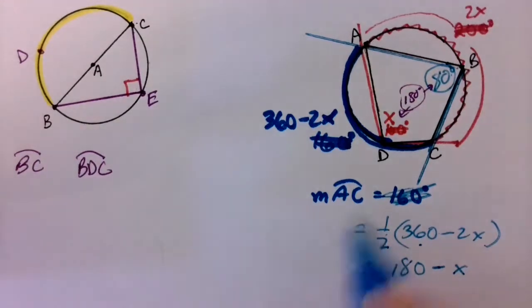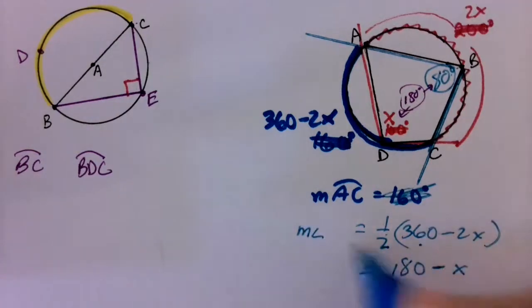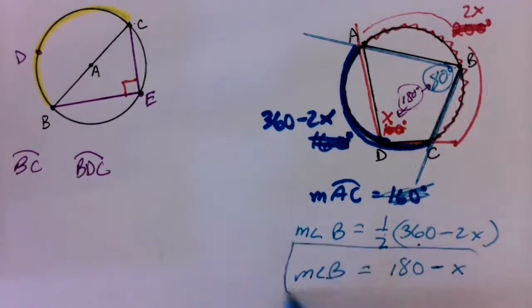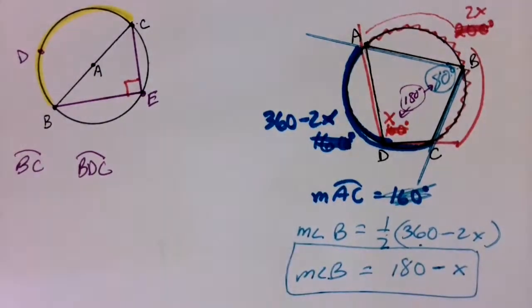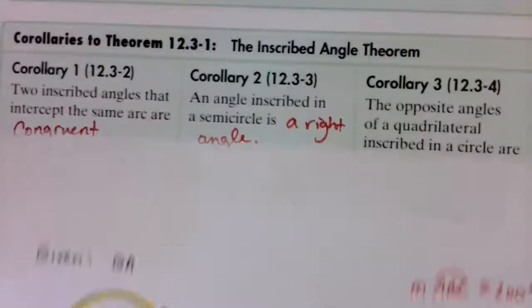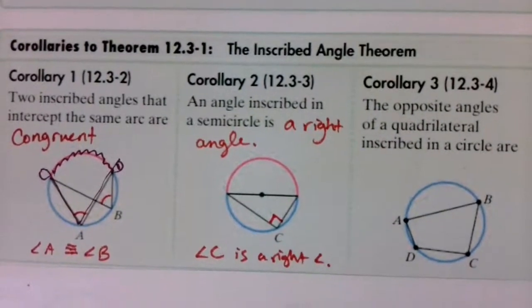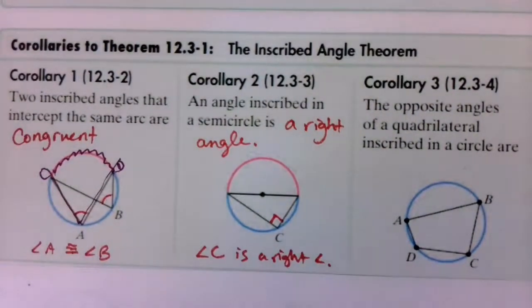180 minus x. So the measure of angle B is what I'm writing right there: 180 minus x, which is angle D. So hopefully you're convinced, but like I said, please convince yourself, however long that may take. And then when you're ready, join me on the note sheet and we will uncover the third corollary for inscribed angles, which is the inscribed quadrilateral.